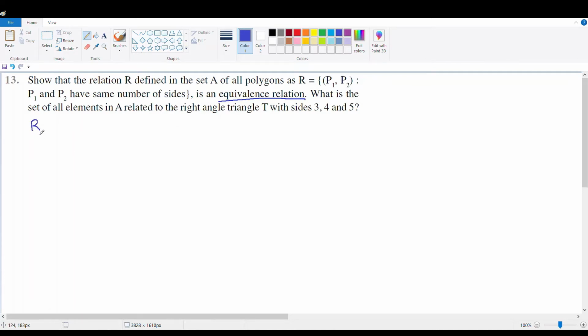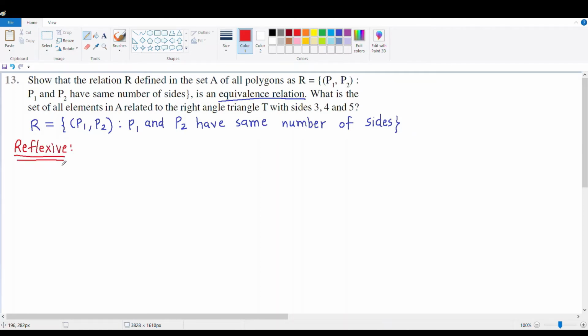So let's just first write that relation R is equal to, we are given P1 comma P2 such that P1 and P2 have same number of sides. Same number of sides. Okay, now P means what? Polygon. So we are given polygons and in such a way that the relation builds up that P1 and P2 have same number of sides. Okay, now let's start with reflexive.